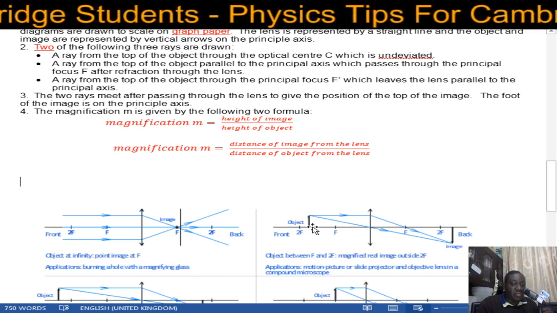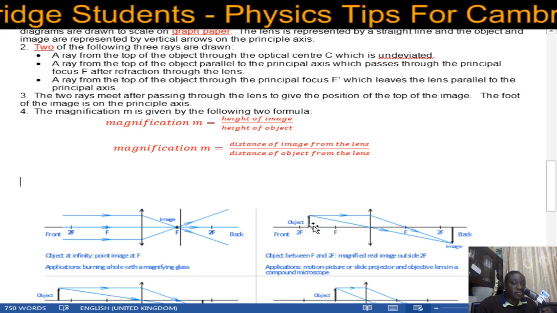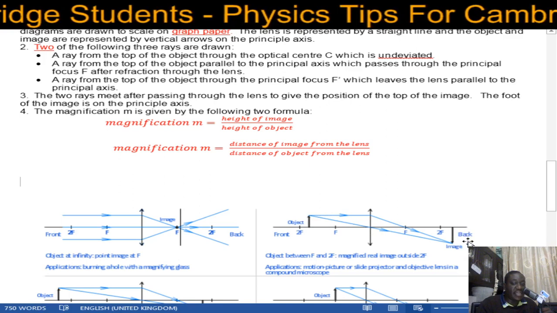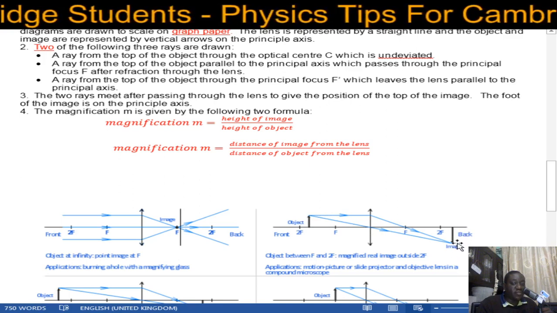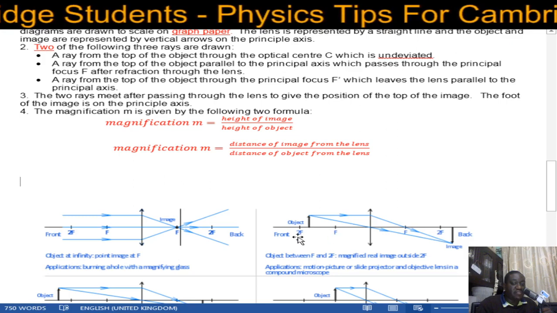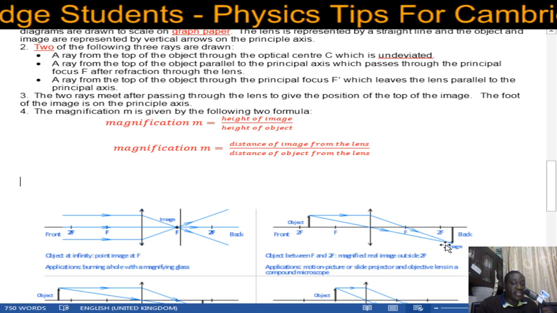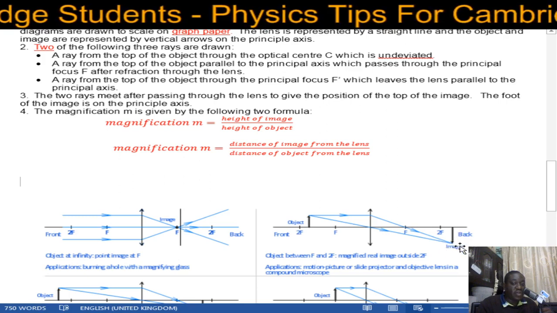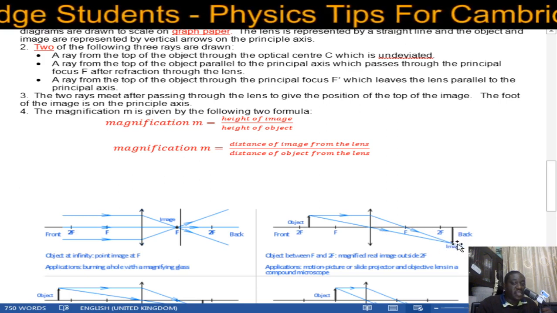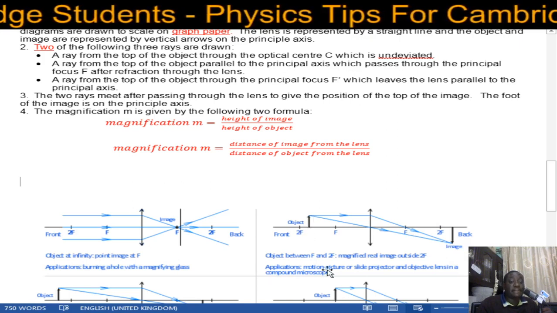Now, if you measure the object height here, and then measure the image height there and compare, you will find that when the object has been placed between F and 2F, the image height is longer, like this. So you've got a longer image as compared to the object there.